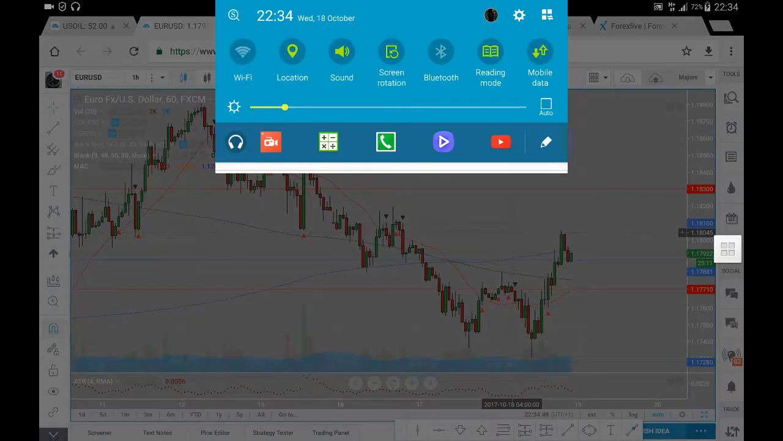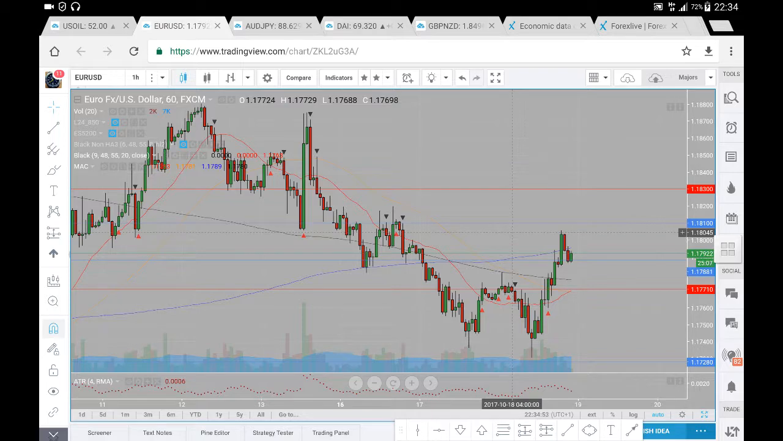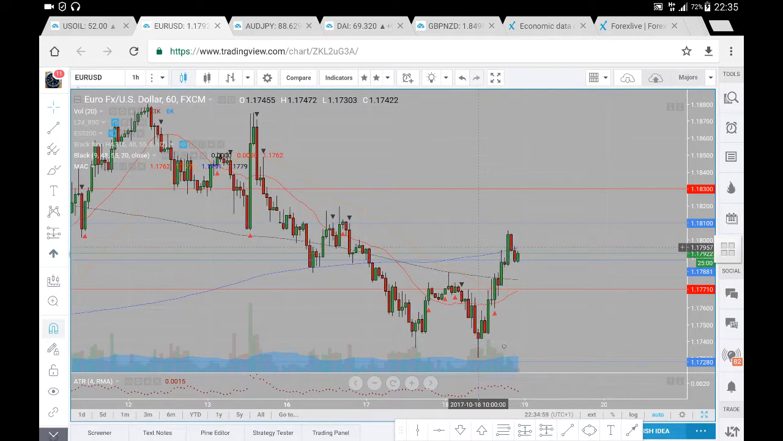So this is the euro dollar analysis for Thursday the 19th of October. Now let's just have a look at what happened with euro dollar on Wednesday the 18th.